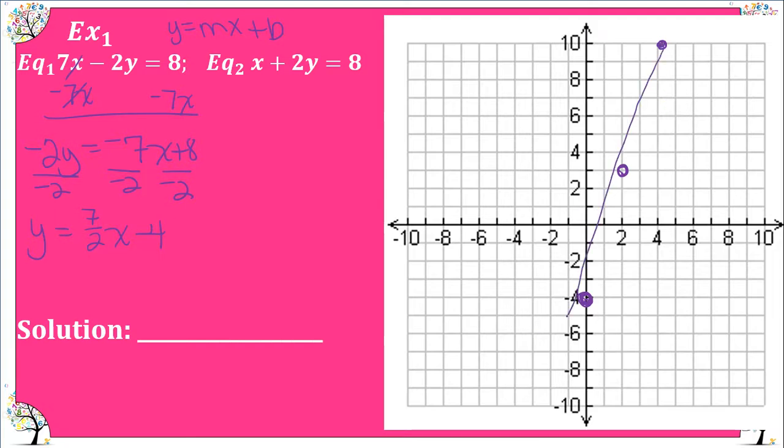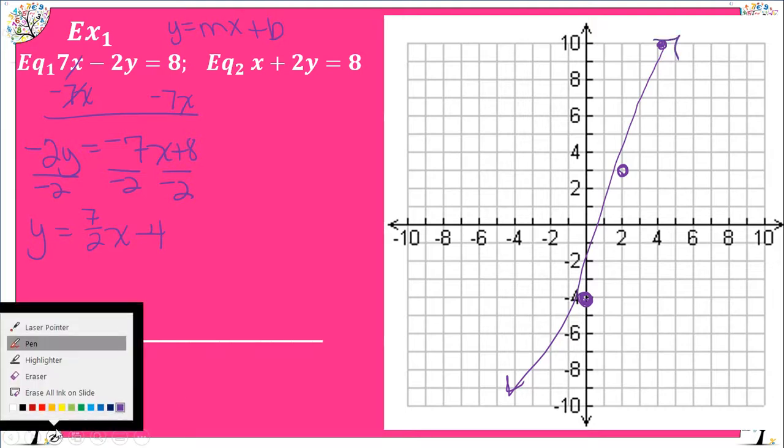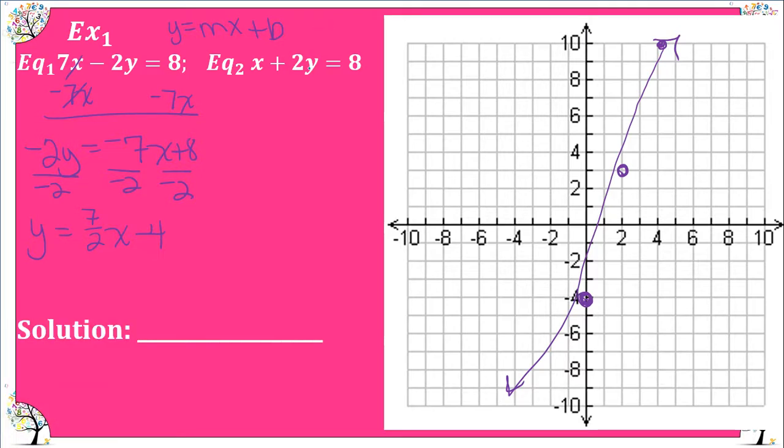Do my best to draw a nice line. Okay, the next one I want to change colors, and let's see if this green will show up. So we're isolating the y. Let's subtract x from both sides. We have 2y is equal to negative 1x plus 8. We're going to divide every term by 2. And we have y equals negative 1 over 2x plus 4.